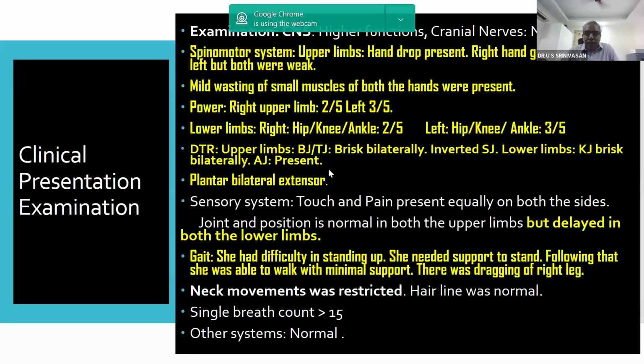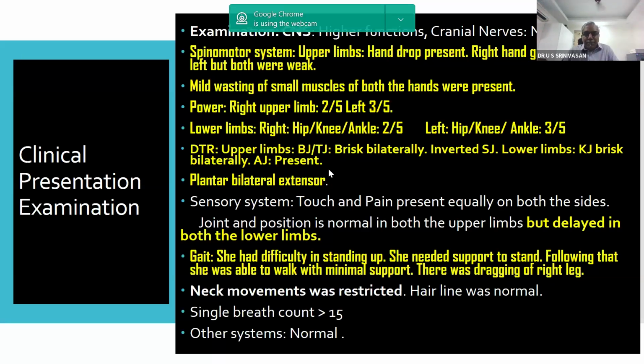Examination showed quadriparesis with the level above C3, and neck movements were severely restricted, but her hairline was normal. I used to go by single breath count. Single breath count was greater than 50. Other systems were normal. This is the clinical presentation.